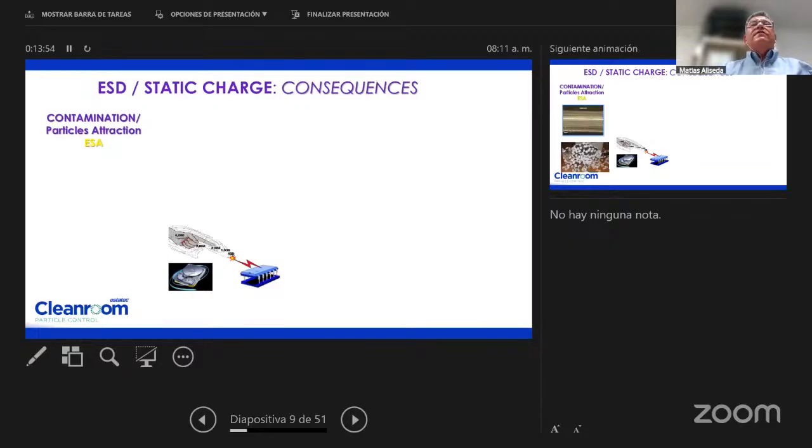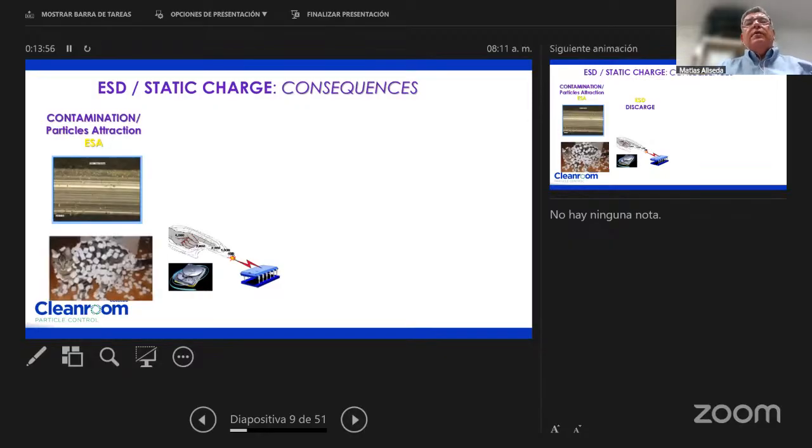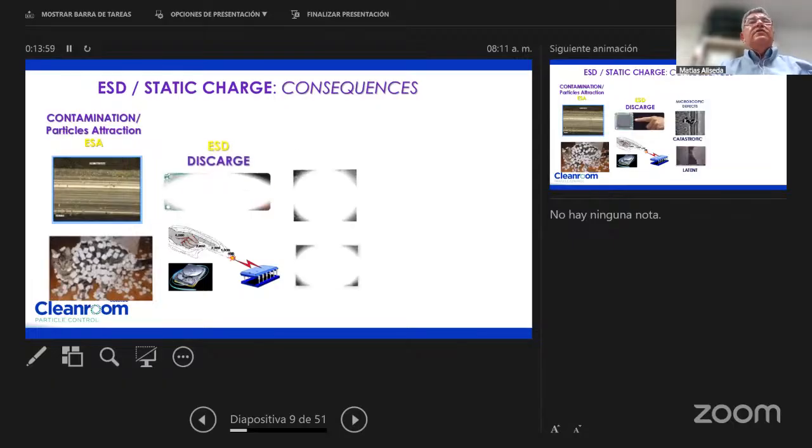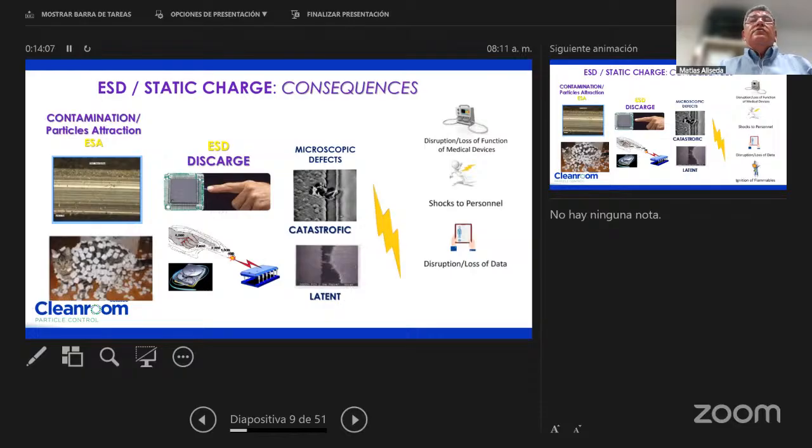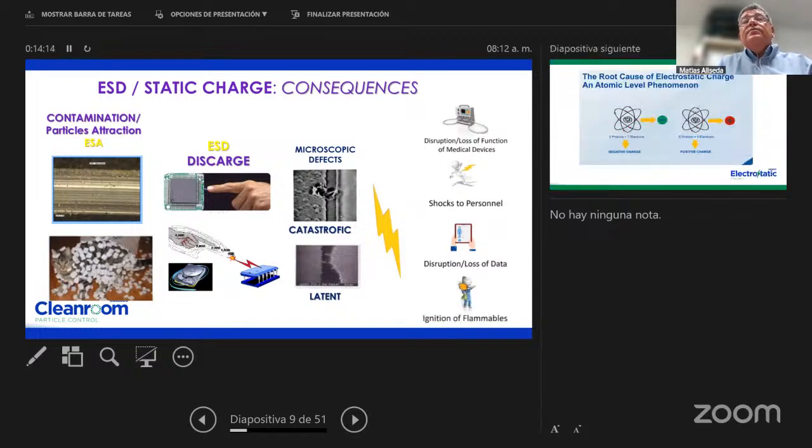So the ESD consequences include contamination, ESD discharge as we are talking about today, shock to personnel, and disruption or loss of data when we touch the laptop or whatever, and also the ignition of flammables. So it's important in some other industrial processes that come with that.